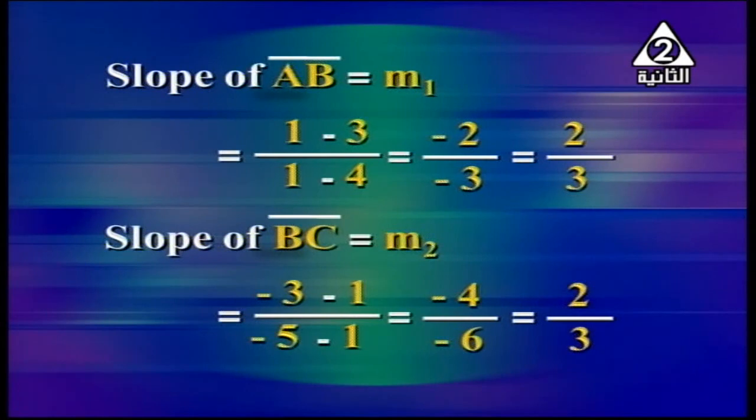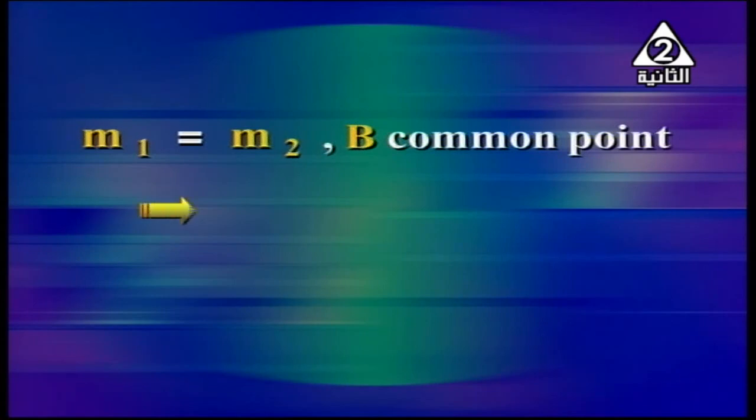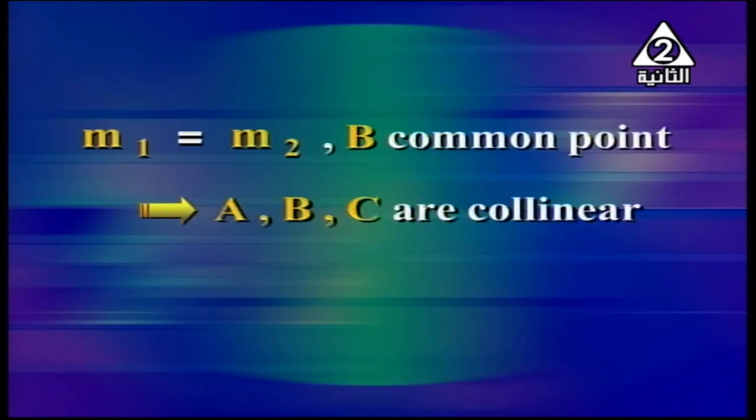What do you notice? You are going to notice that M1 equals M2, and there is a common point, which is B. So we can say that A, B, and C are collinear points.